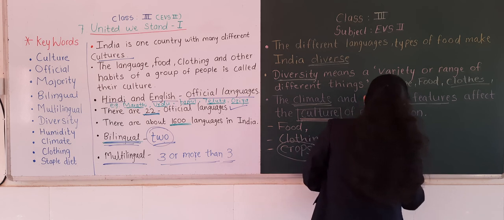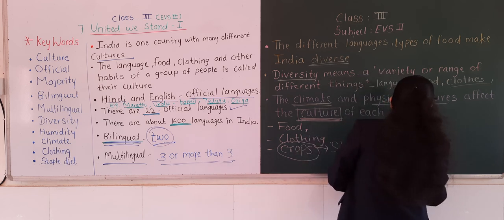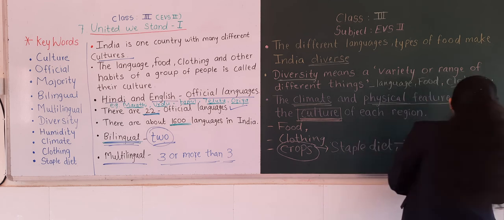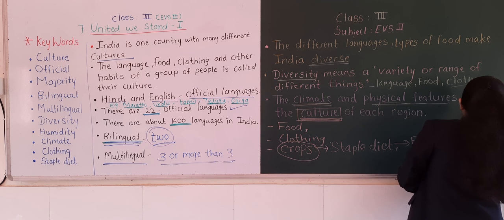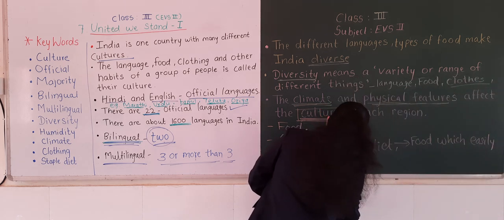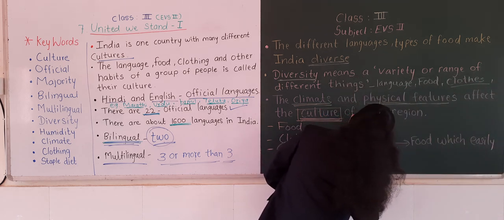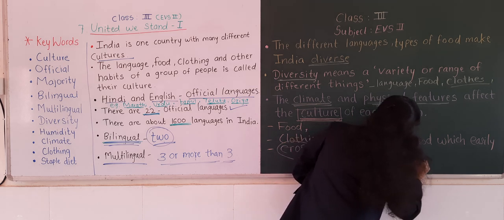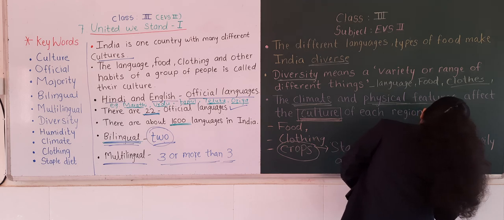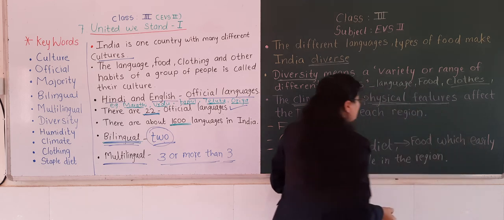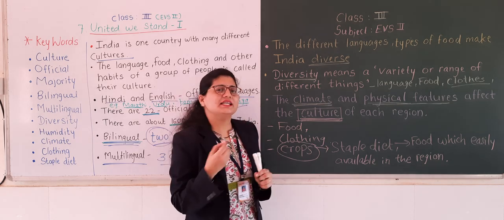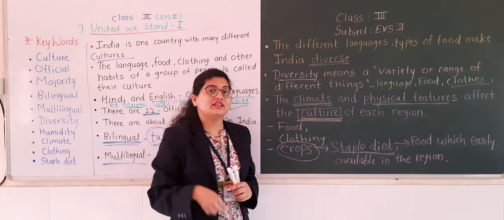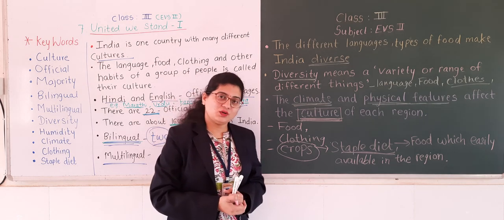So here we can say, what is staple diet? Staple diet is the food which is easily available in the region. In a particular region, if we get that food easily, it means that is the staple diet or staple food of that particular region. Understood?